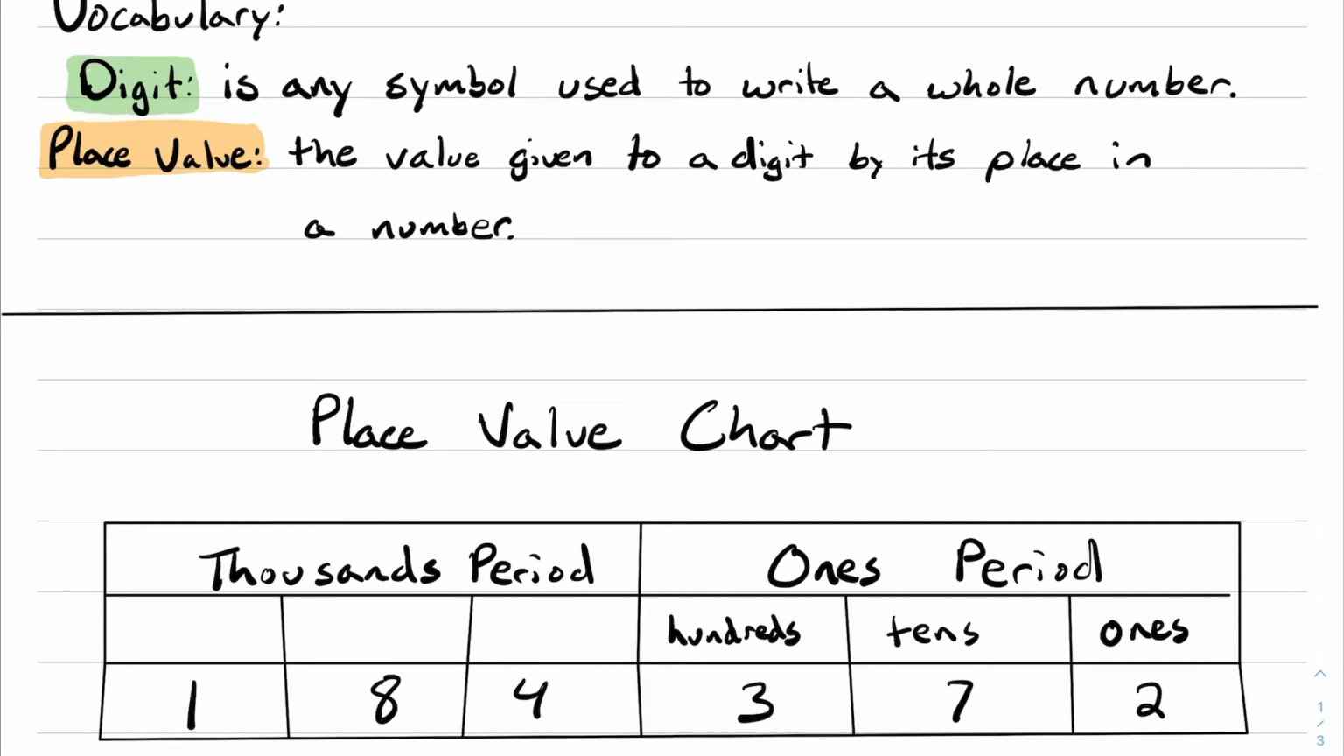So in the thousands period, we have the 4 in the ones place of the thousands period, or the 1,000s place. We have the 8 in the tens place, or the 10,000s place. And we have the 1 in the hundreds place, or the 100,000s place. So that is how it's going to look. You have the ones period, then the thousands period, and the millions period if we were to continue going left and getting larger numbers.